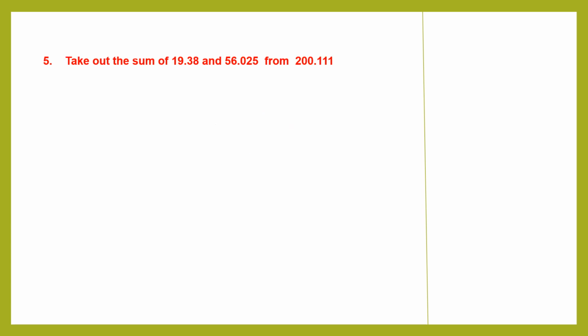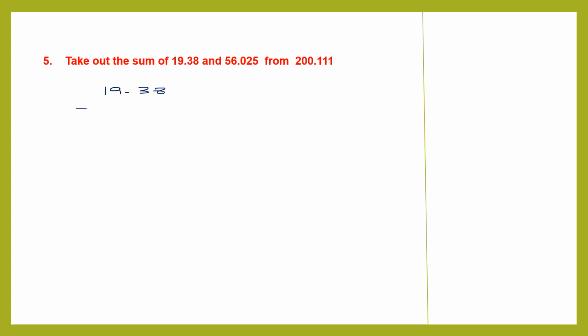Question 5. Take out the sum of 19.38 and 56.0625 from 200.111. So take out the sum. That means first we need to find the sum of these two numbers and take it out of this number. That means first add and then subtract it from this. So let's begin. 19.38. So let's first add that.